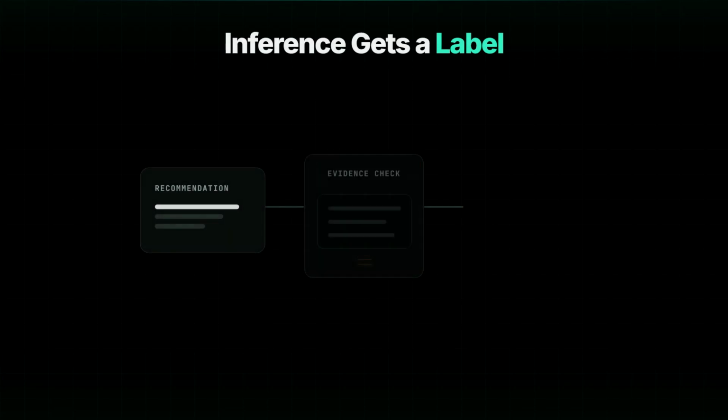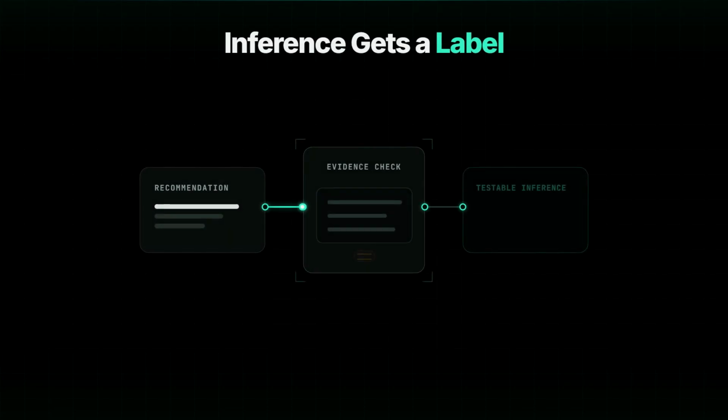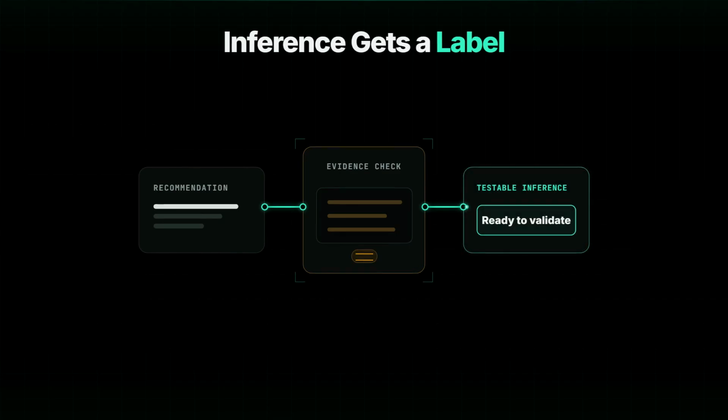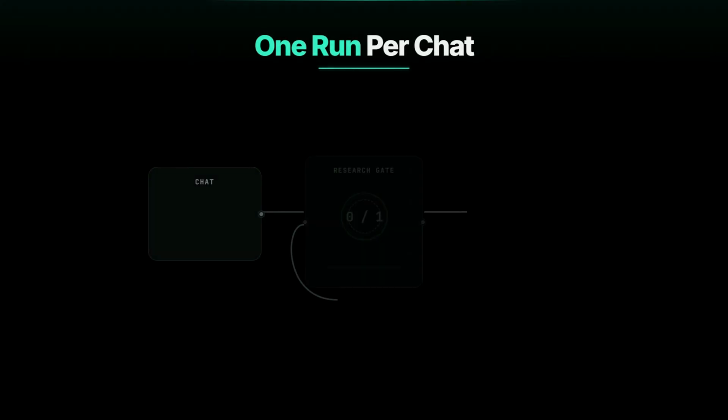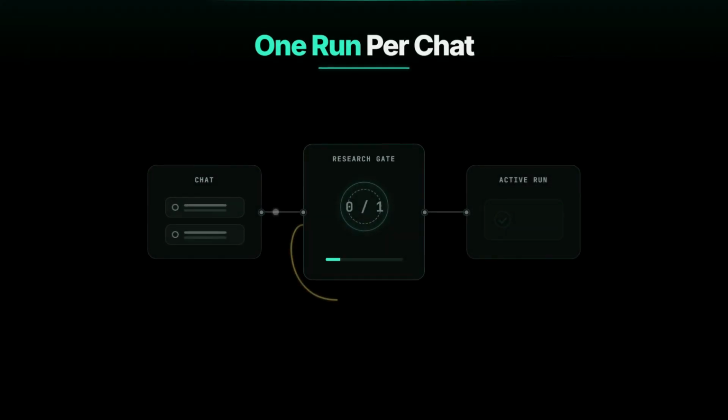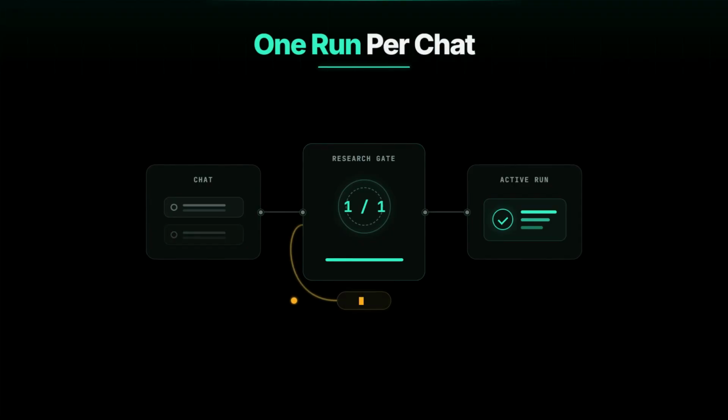When a recommendation lacks direct evidence, Unsloth says it is marked as a testable inference. That distinction matters because a plausible next step is not the same as a sourced fact. There is a clear concurrency boundary. Only one deep research run can be active inside each chat. Multiple chats can exist, but one conversation does not host several research runs simultaneously.